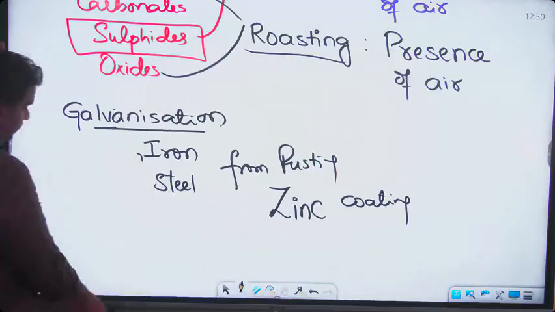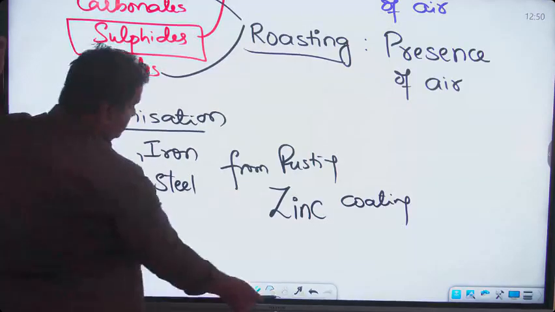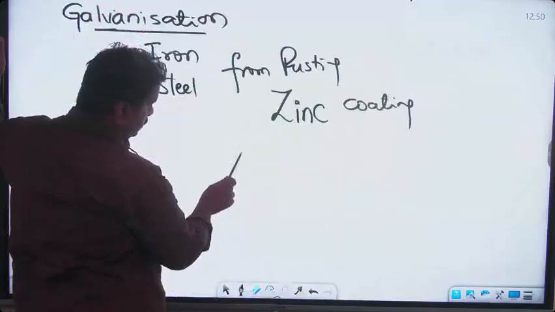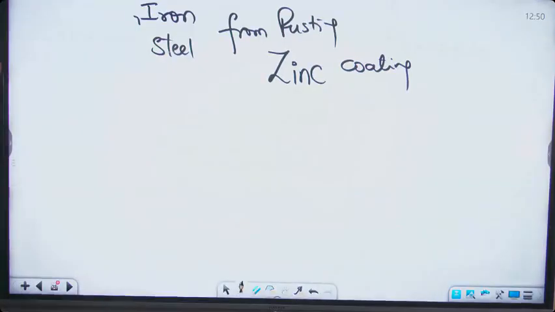Galvanization. To prevent the formation of rust on iron and steel, a layer of zinc coating is used, which is known as galvanization.